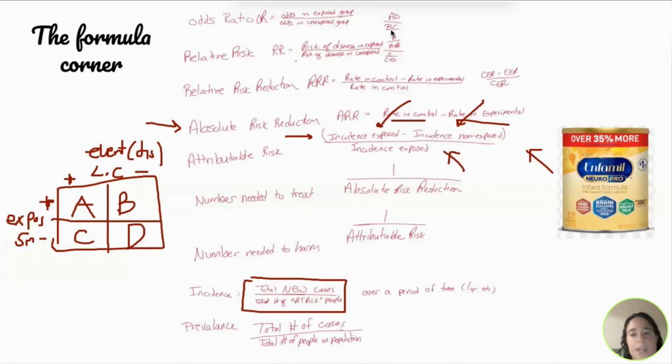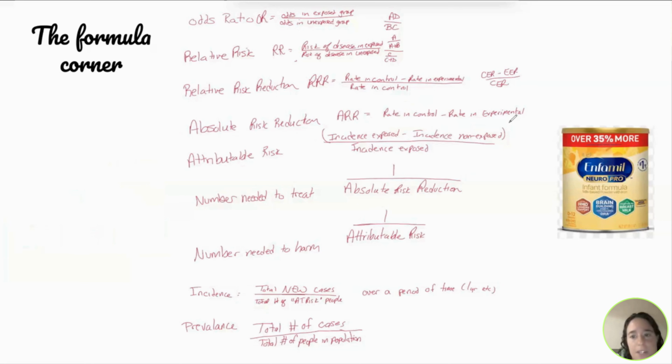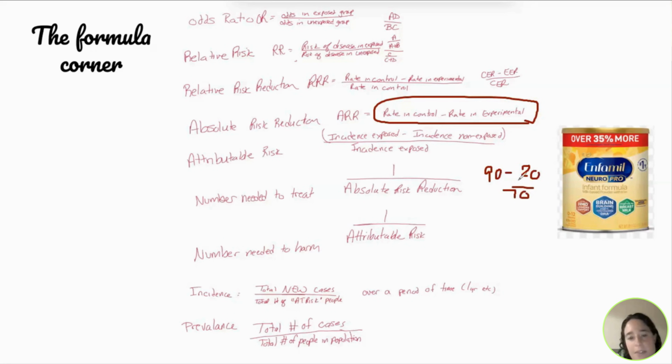Number needed to treat is 1 over absolute risk reduction. So basically, if my risk is 90% in the control and 20% in the experimental, then I get 70, so 1 over 70, or 1 over absolute risk reduction, and then I just calculate that out. My number needed to harm is 1 over attributable risk, and then here we have incidence and prevalence.